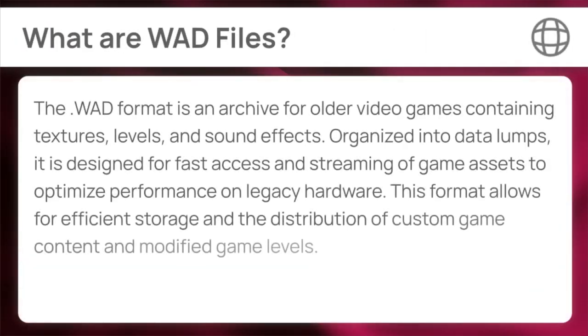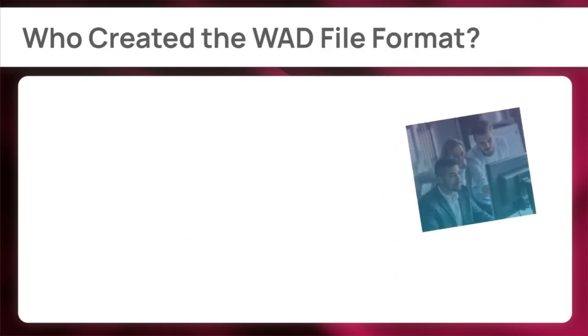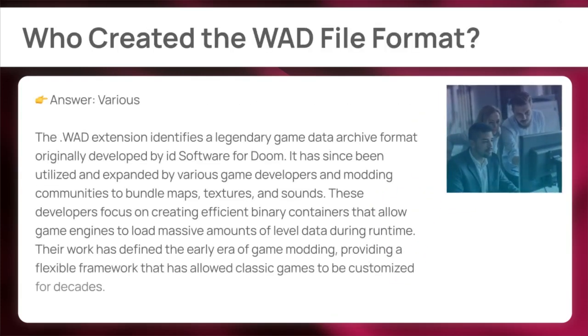The WAD format is an archive for older video games containing textures, levels, and sound effects. Organized into data lumps, it is designed for fast access and streaming of game assets to optimize performance on legacy hardware. This format allows for efficient storage and the distribution of custom game content and modified game levels.